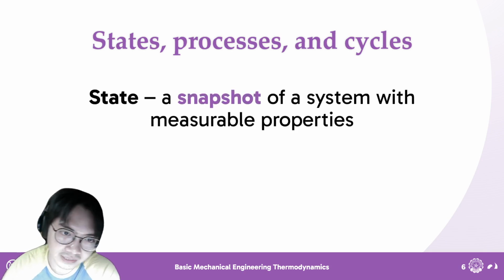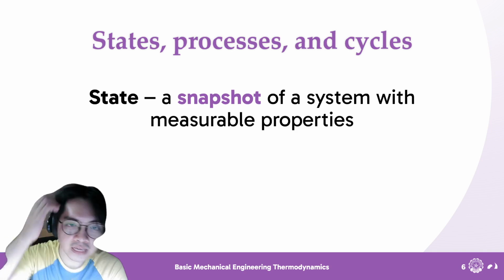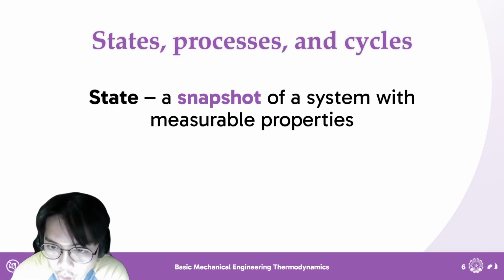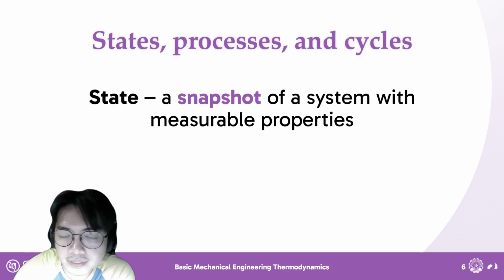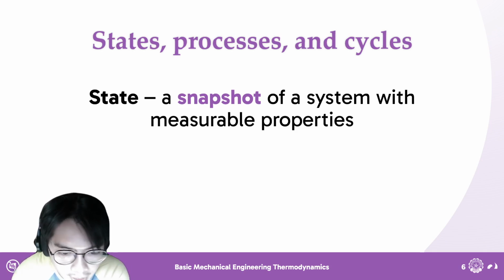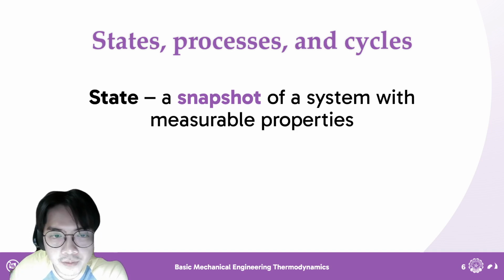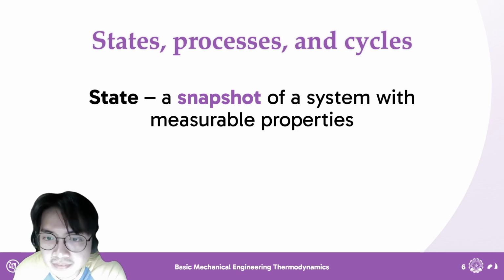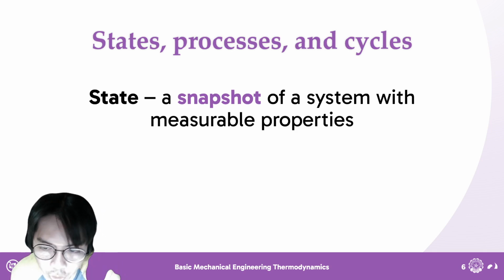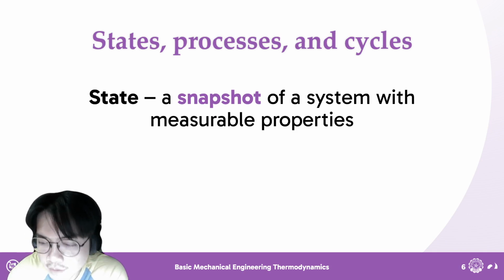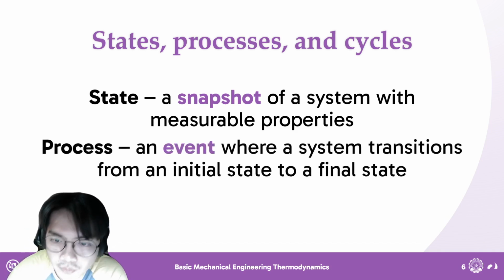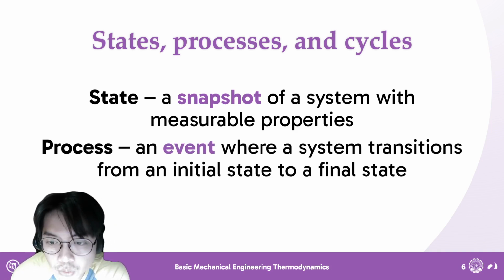If you remember, a state is best described as a snapshot of a system. How do we know it's a snapshot of a system? Well, we know it's a snapshot of the system based on the properties that we measure. Either the temperature of this system at this particular state is this or that, or the volume is so and so. And we have to also be aware that this state is not time-based. A state could be a really long time as long as they all have the same measurable properties. And therefore, if you want to go from one state to another, you go through a process, which is an event where a system transitions from an initial state to a final state.